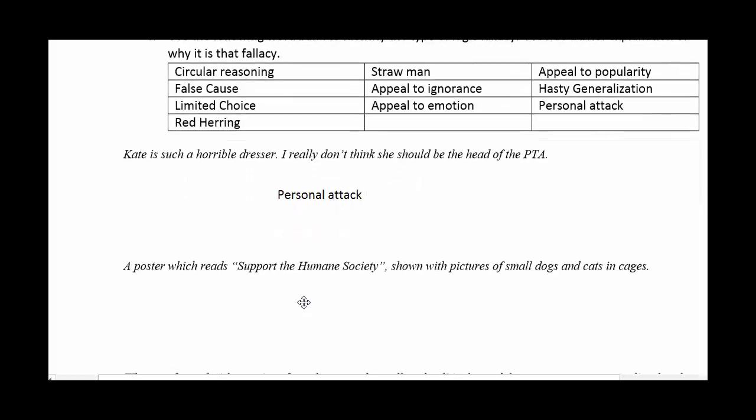Second statement reads a poster which reads, "Support the Humane Society," shows pictures of small dogs and cats in cages. Okay. Well, what's going on here? They're trying to get you to feel something. It's one of those things where you're at the checkout line and someone tries to get you to donate to a good cause. They're trying to get you to feel something, and because you felt something, therefore you're motivated to actually donate. Well, which one of these statements deal with feelings? And this is appeal to emotion.